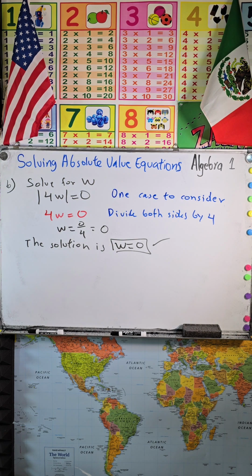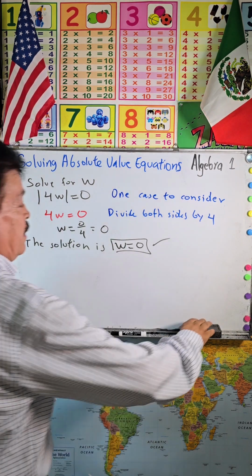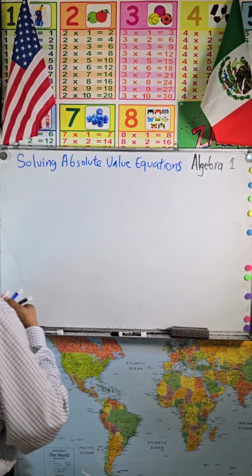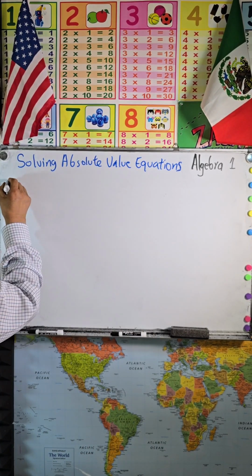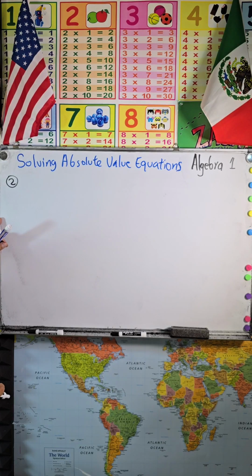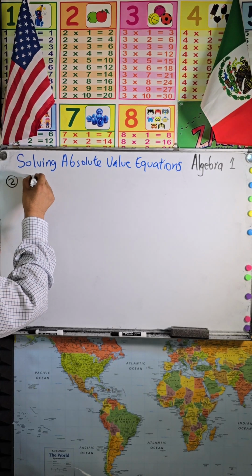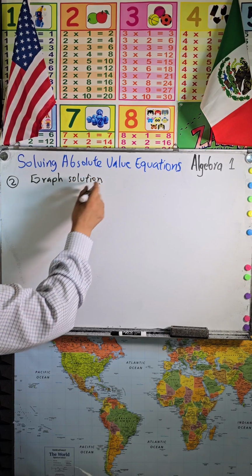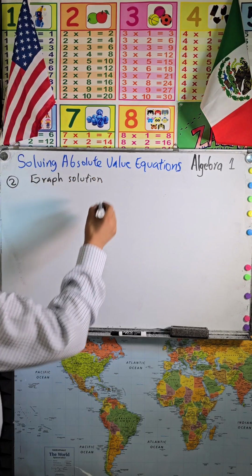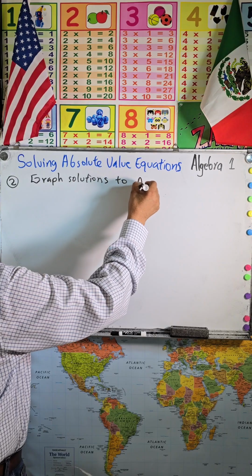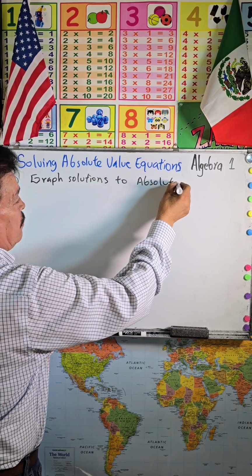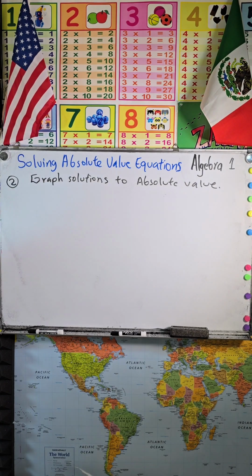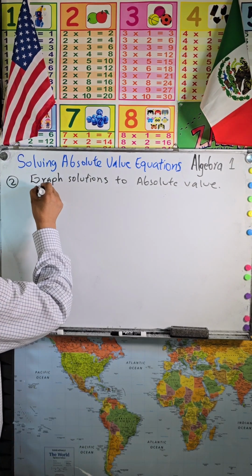Now let me go to section number 2. Section number 2 is graphing the solution to an absolute value equation.